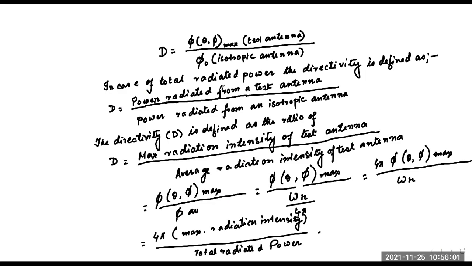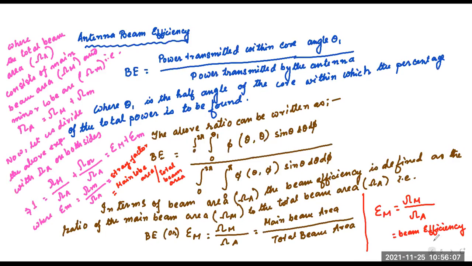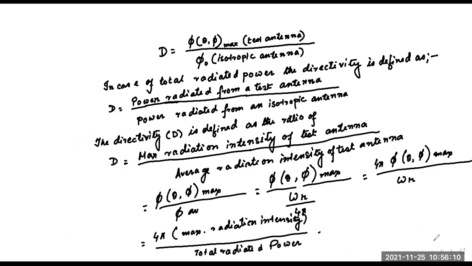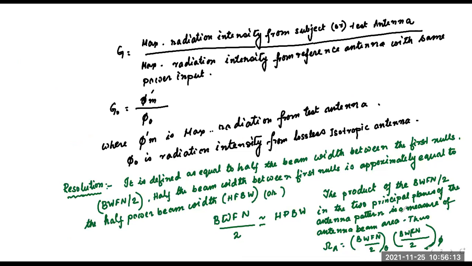And then we talk about the gain of the antenna. In the gain of the antenna, we saw that the maximum radiation intensity from the subject or test antenna by the maximum radiation intensity from the reference antenna with the same power input is called the gain, and it is denoted by G0 is equal to φ'm by φ0, where φ'm is the maximum radiation from the test antenna and φ0 is the radiation intensity of the lossless isotropic antenna.